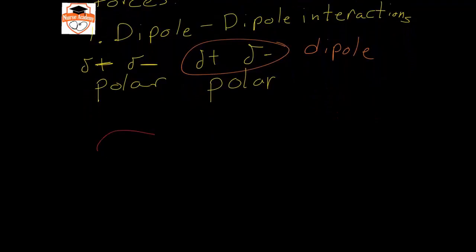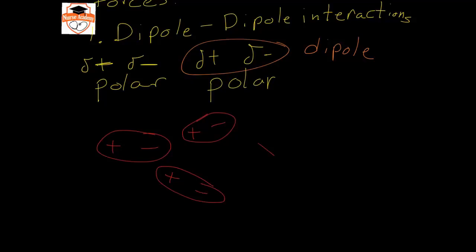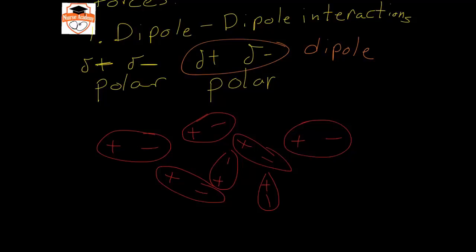So dipole-dipole interactions keep molecules together by having positive ends and negative ends of the different molecules attracted to each other, making these formations and keeping the molecules together. The next type of intermolecular force is hydrogen bonding. And this is the strongest type of intermolecular force.